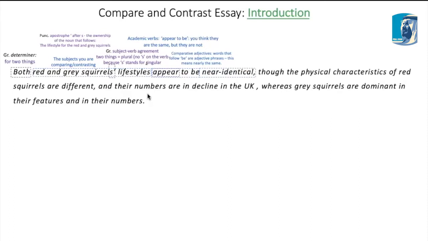So try to use these academic verbs and language of comparison. Okay, they're near identical, almost the same. And then you can see we've used this comma before the word "though" in exactly the same way that we've used it for "but", meaning that we're going to change the direction. You could have used "however" here, you could have used "but", but try not to repeat. Okay, so instead of using "but", we will use "though".